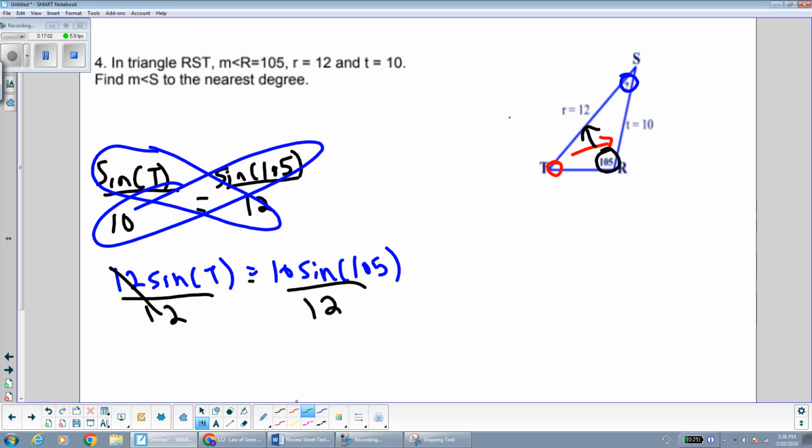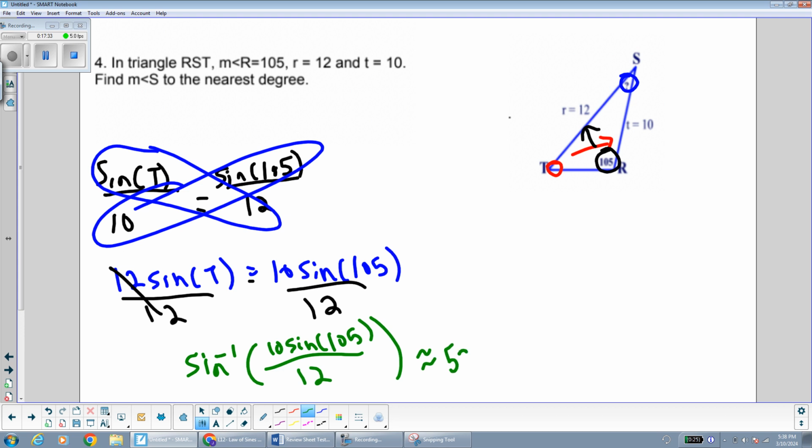To find what angle T is, we're going to have to use inverse sine of our sine ratio. I'm going to type this into the calculator. I'm going to use second sine, and then I'm going to get my fraction button. I'm going to type in 10 sine 105 over 12. And that is approximately, I'm going to leave a decimal place for now, 53.6. So angle T is approximately 53.6 degrees.